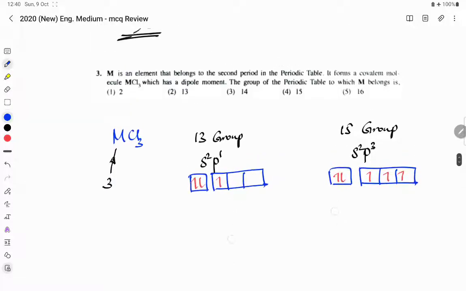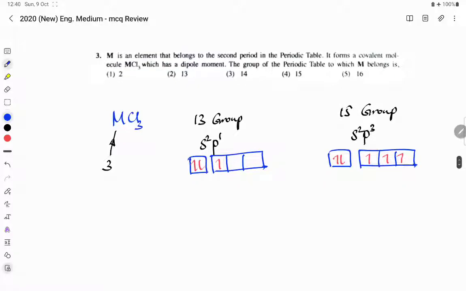Now if we look at the number of valence electrons, in the 13th group it has 3. Now the 15th group has 5. Because of the 3 unpaired electrons here, it can form 3 covalent bonds.